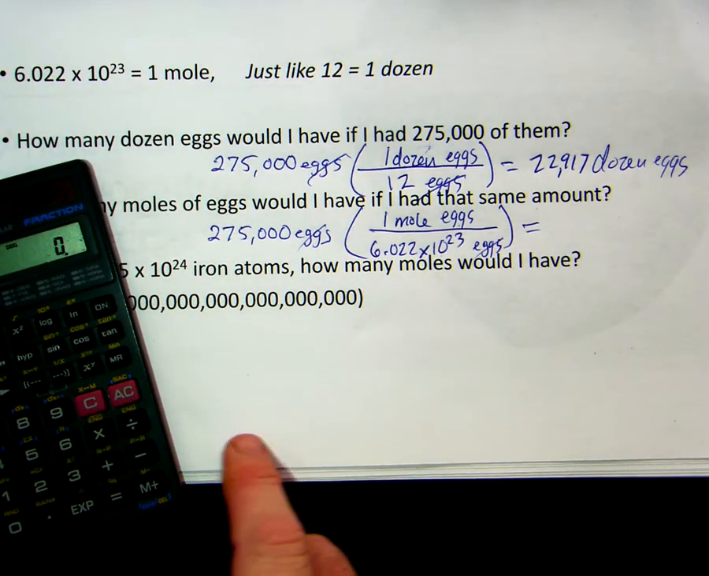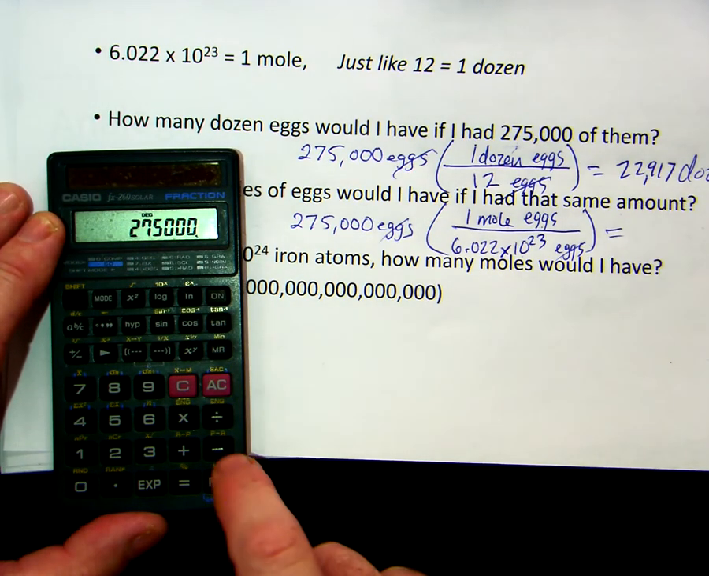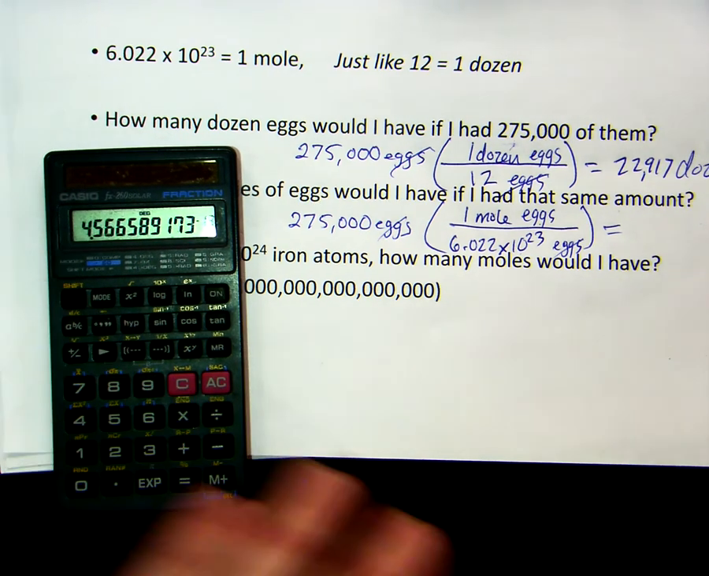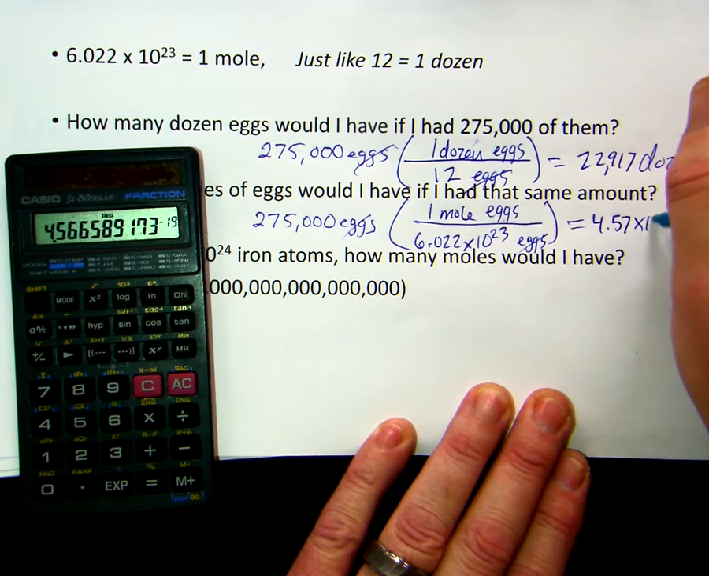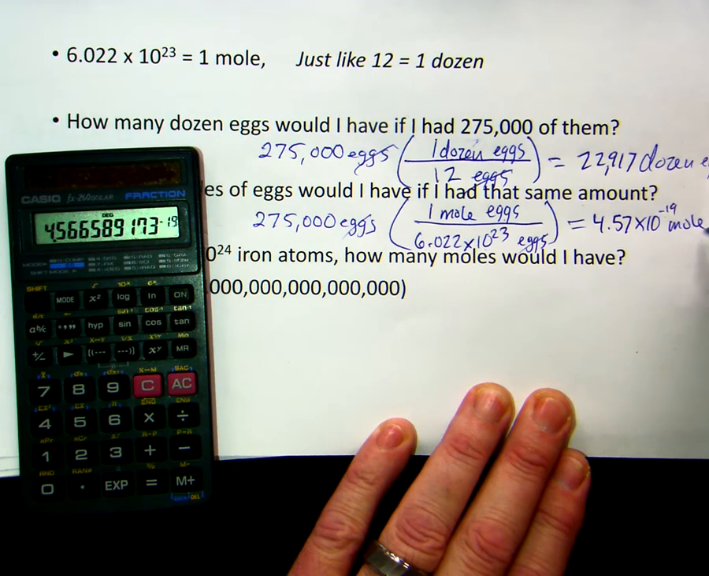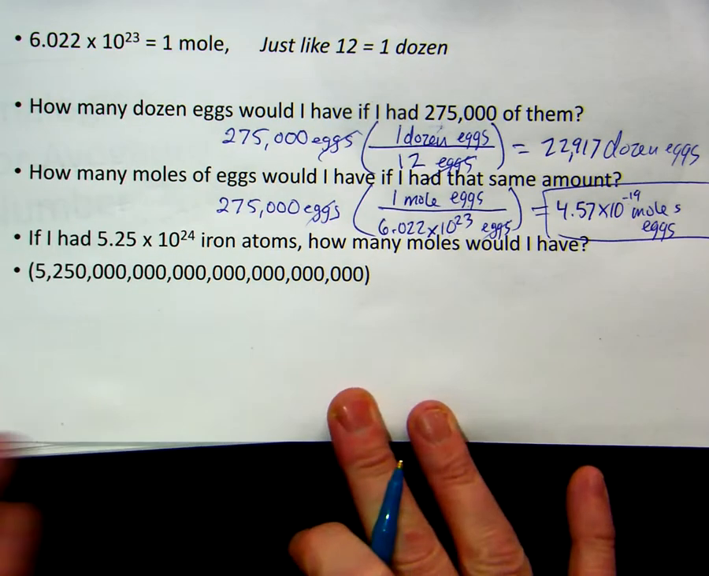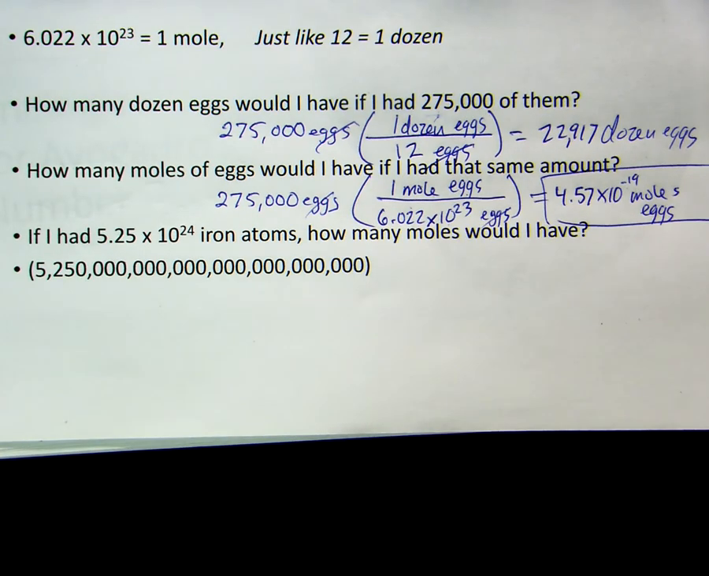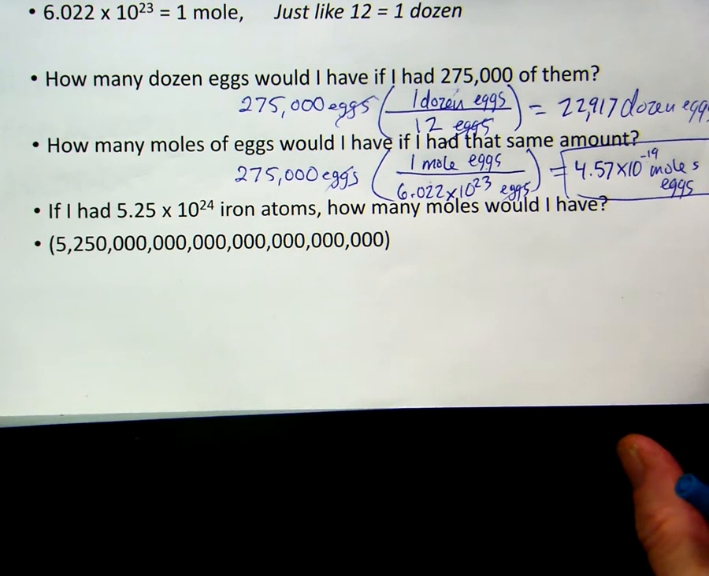And this is where I highly recommend that you use your calculator, because we're going to be entering a lot of exponential notation, and it's always good to make sure that you guys are getting the same answers that I do. 4.57 times 10 to the negative 19 moles of eggs. All right, so assuming that entering the exponential or scientific notation in your calculator is not a big deal, that's a pretty straightforward calculation.